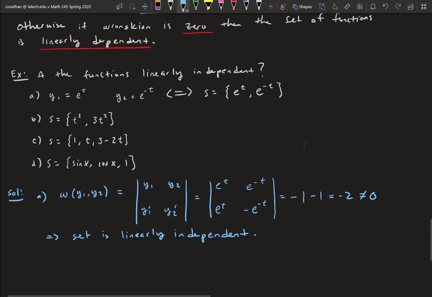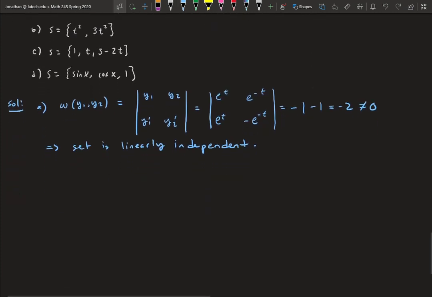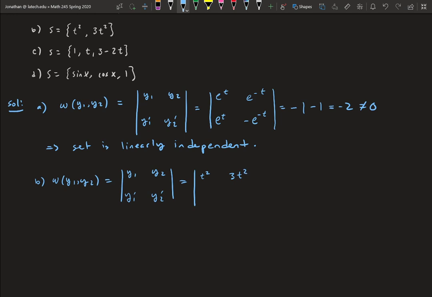Let's continue. Part B. We have, again, two functions. So we have Wronskian of y1 comma y2. It's going to be y1, y2, y1 prime, y2 prime. It's going to be determinant t squared, 3t squared, and then derivative is 2t and 6t. Now, that's going to be 6t cubed minus 6t cubed, which is 0. Therefore, the set is linearly dependent.